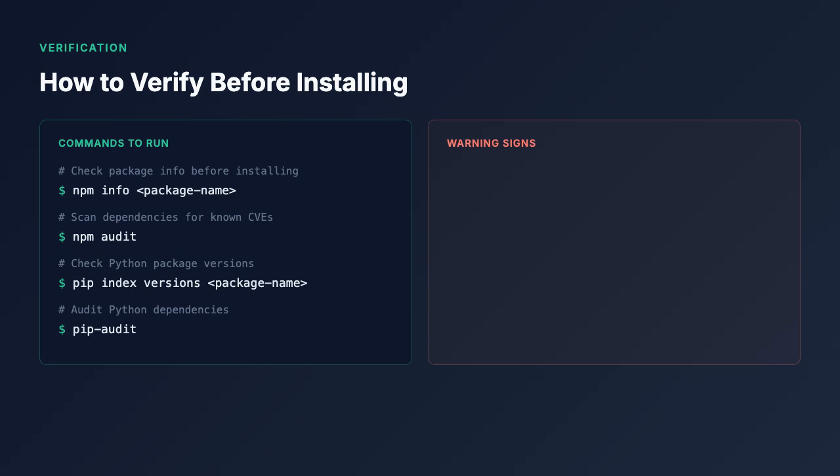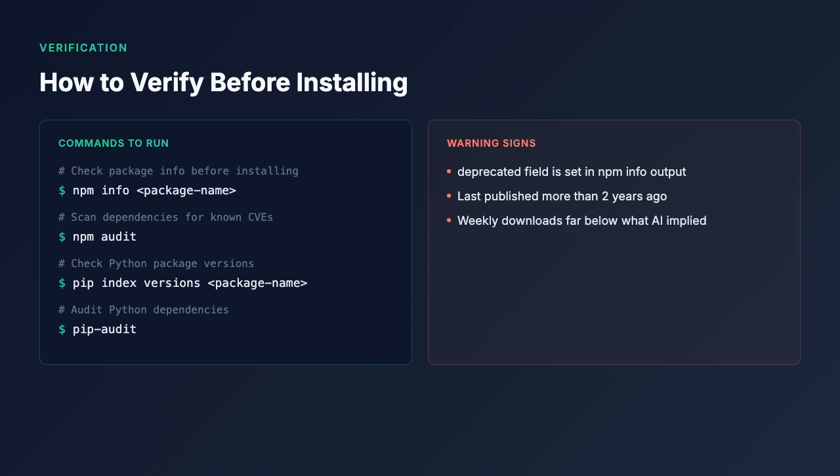What warning signs should you look for? The deprecated field being set is an immediate red flag. If the package was last published more than 2 years ago, it likely receives no security maintenance. If weekly downloads are far below what the AI implied, something is off. No GitHub repository or no recent commits is concerning. And check for any open security advisories on the package.